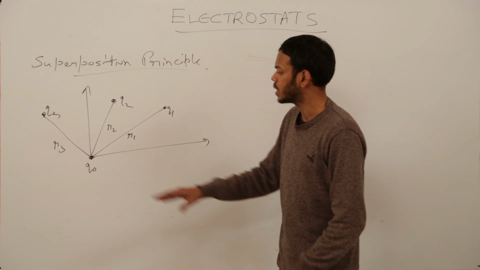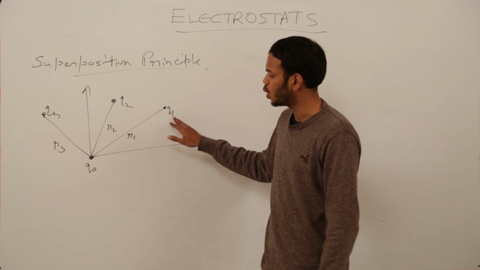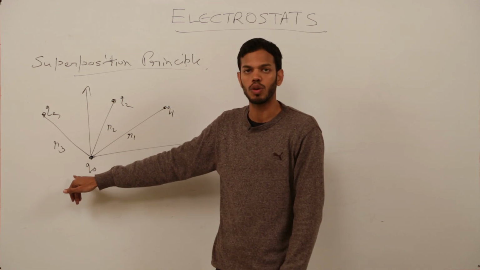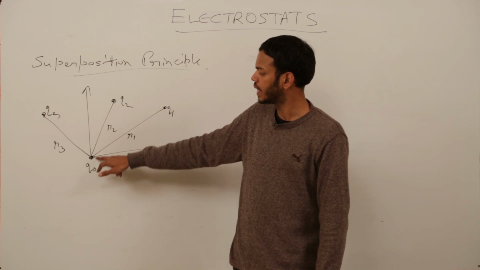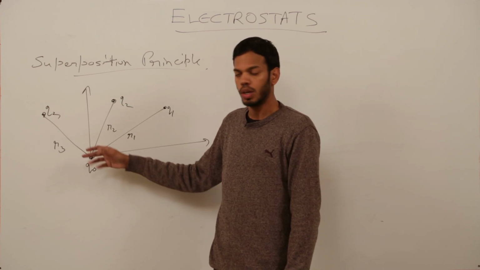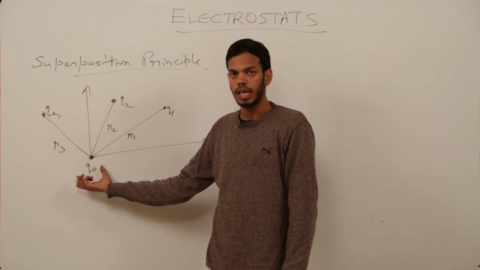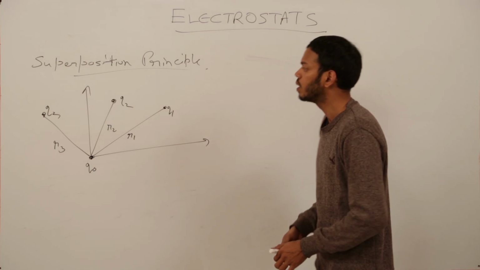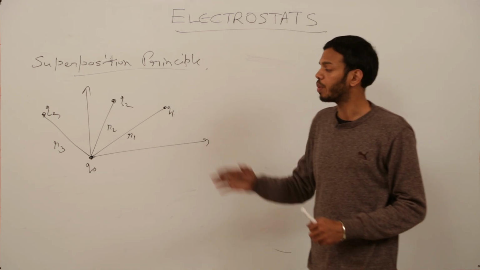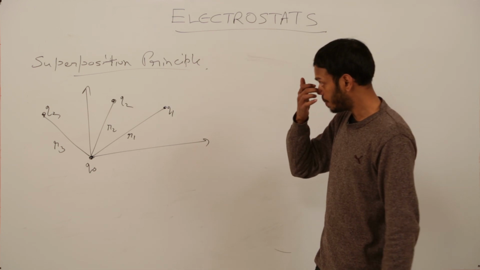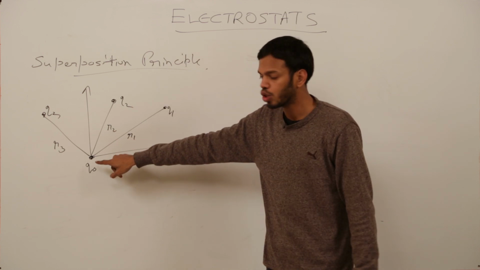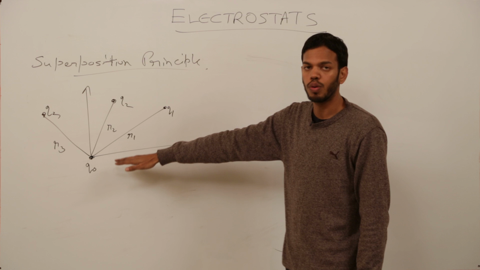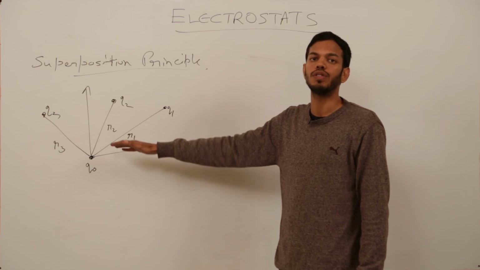Suppose Q1, Q2, Q3 are all positive. Suppose Q1 is repelling this charge with a force of 2 Newton, this with 3 Newton, this with 4 Newton. So the net force will not be equal to 2 plus 3 plus 4. No, it will not be equal to that. That is what the superposition principle is about. The superposition principle states that the net force on a charge due to a group of charges is always equal to the vector sum of individual forces.